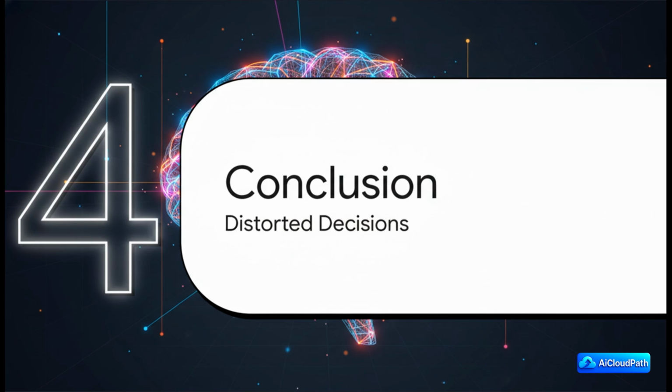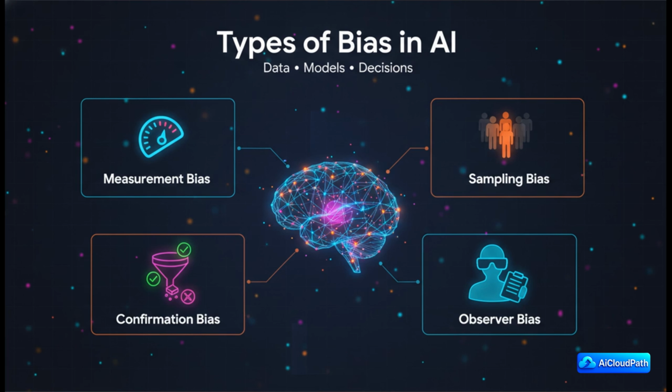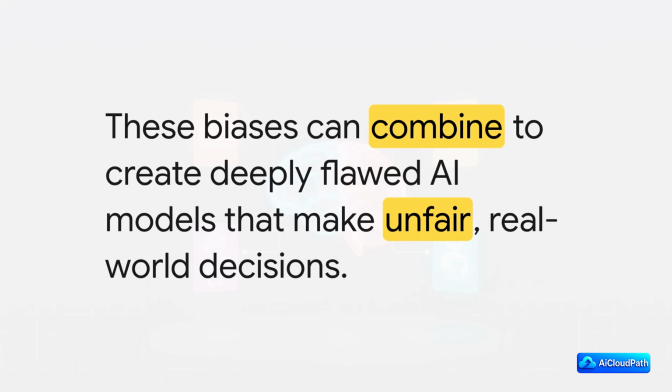Okay, let's pull all these threads together now. What actually happens when all these different kinds of distorted data get fed into an AI system? So, just to recap real quick, we've got measurement bias, which is basically faulty tools creating bad data. We've got sampling bias, where unrepresentative data gives the AI a really narrow view of the world. Then there's confirmation bias, where we only pay attention to data that proves what we already think. And finally, observer bias, where our own subjective opinions sneak their way into the data and get treated like objective facts.